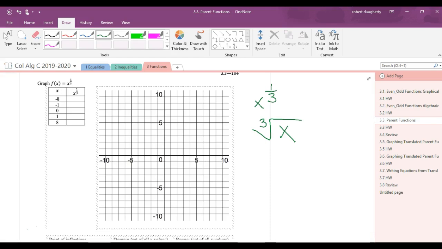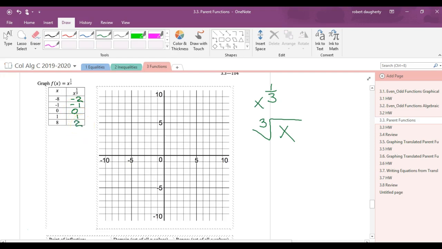So what number can I multiply 3 times and get a -8? A -2. Cube root of -1. -1, because -1 times -1 times -1 equals -1. Cube root of 0. 0. Cube root of 1. Cube root of 8. 2. Now I go plot these points.